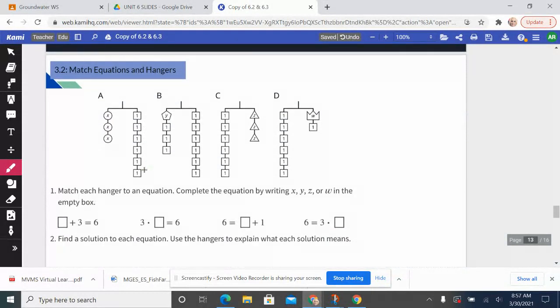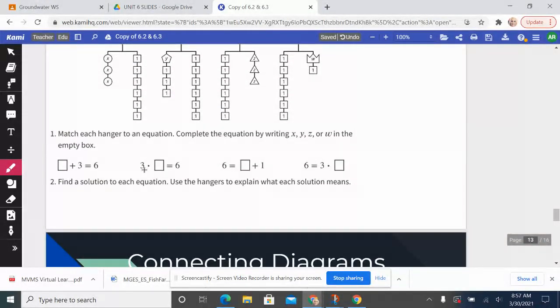All right, so now I kind of copied and pasted here, and we're going to answer number 2. So we're going to find a solution, right? Well, this is easy. Something plus 3 makes 6, right? So you know that's 3. So I'm going to just write 3 plus 3 equals 6. So that matches that equation.